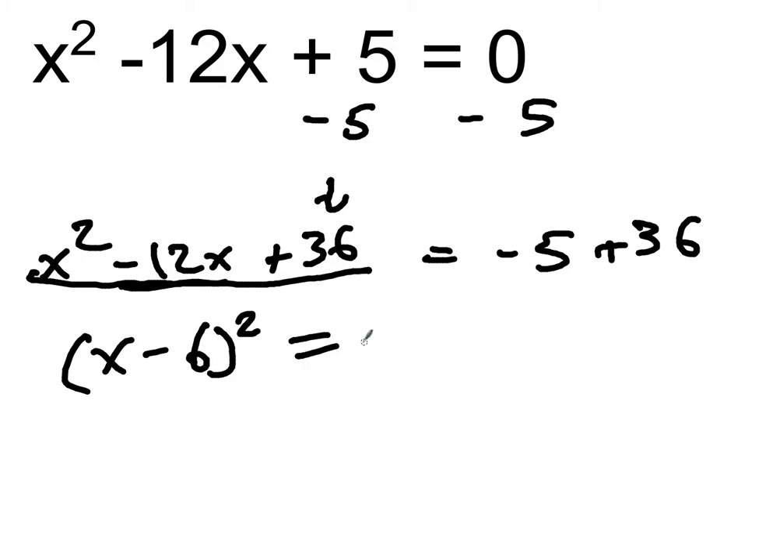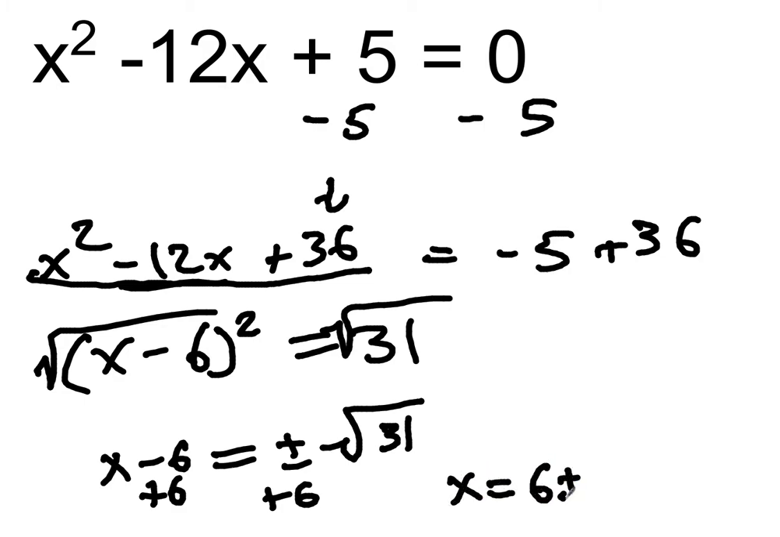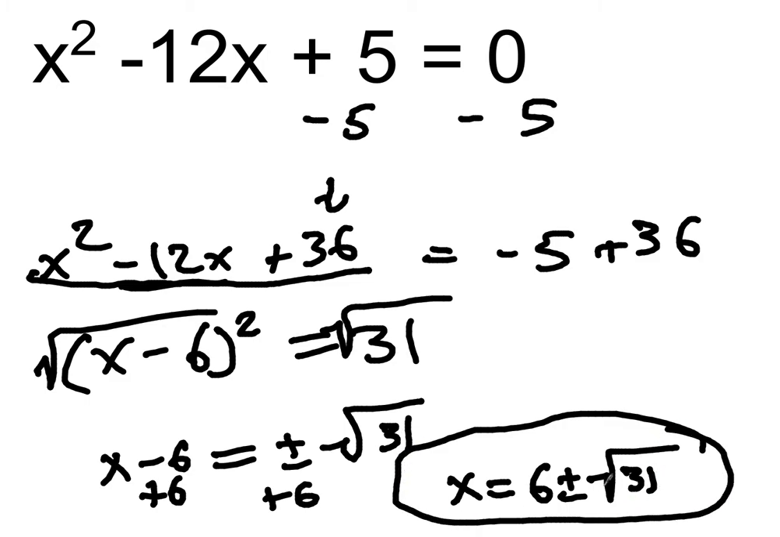Let's do negative 5 plus 36. That gives us 31. And now we can take the square root of both sides. If I take the square root of this side and the square root of this side, I get x minus 6 is equal to plus or minus the square root of 31. Let's add 6 to both sides. And now I have x is equal to 6 plus or minus the square root of 31. 31 is a prime number, so there's no way that you can simplify this. That is the exact answer.